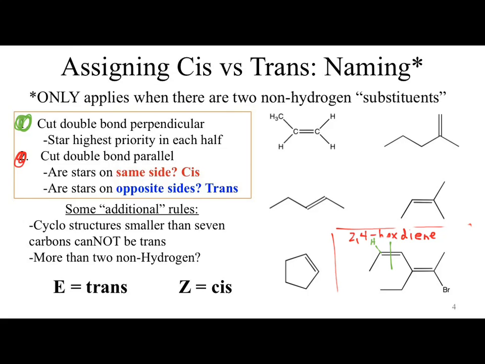So now when we compare across our double bond, and now I'll go ahead and switch to the red, we're looking at hydrogen versus carbon. Which one has the higher atomic number? Carbon. Which one should be starred? Carbon. We can shift to the right-hand side of our double bond. How many things are attached to the double bond? 2. Show that implied hydrogen.